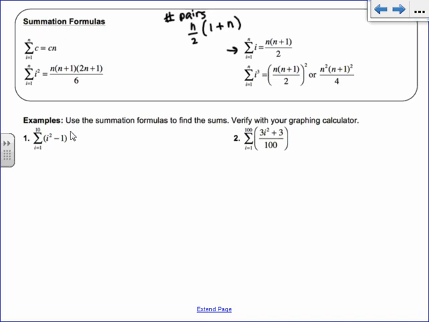So those first two formulas are pretty straightforward. You should definitely have those memorized. And the next two I will give you. So if you need these formulas on a quiz or anything, I'll give you those two formulas. All right, so it says use the summation formulas to find the sums. Verify with your graphing calculator.